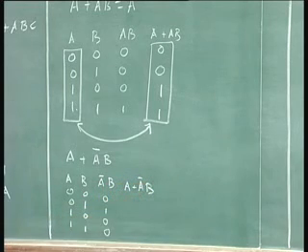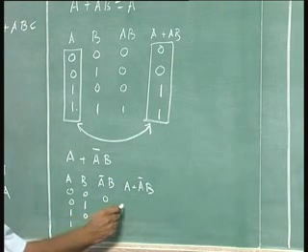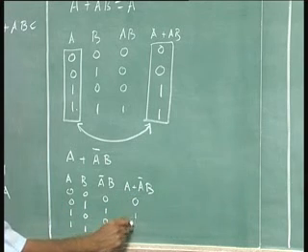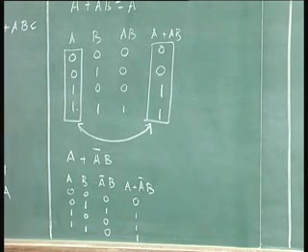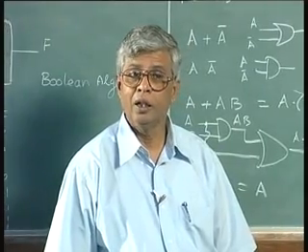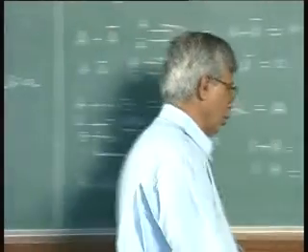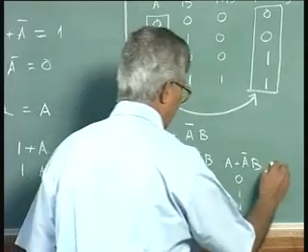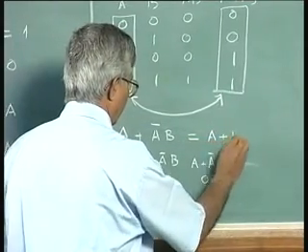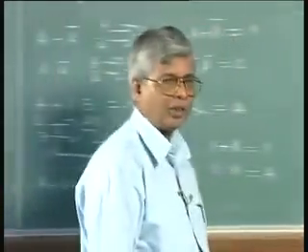Suppose I combine this with A or not A and B, then this would be 0, 1, 1, 1. Is that right? Which is the same as A or B, or A plus B. If you want to call it A plus B, no problem for me. So this is another simplification possible.